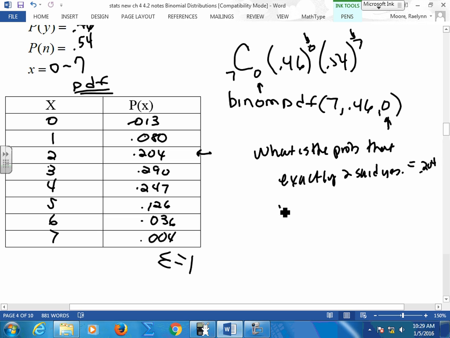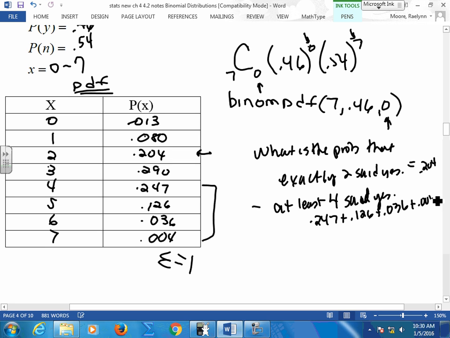What is the probability that at least 4 said yes? What do I do to this one? At least 4. Good. From 4 up, add those together. Look how nice this is. I just take this and I add these together. Right? Because I have it all right in front of me now.